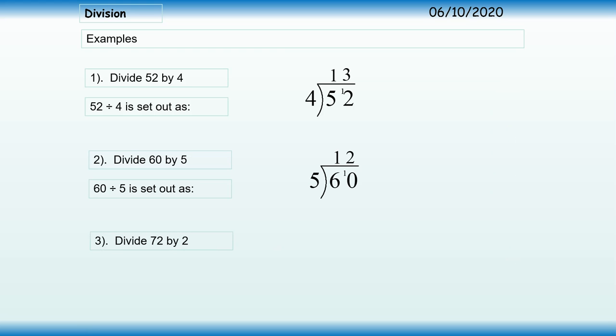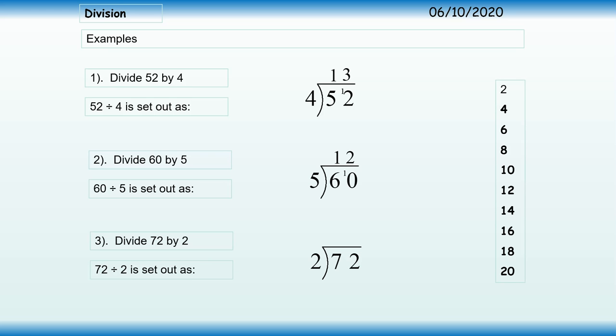Let's have a look at one more. 72 divided by 2. Okay, so in the bus stop there, I've got my 2 times table. 2 into 7 is 1, 2, 3 times, because 7 is just here. And 7 take away 6 leaves me with just 1. And then 2 into 12, 1, 2, 3, 4, 5, 6 times. Okay, good. So that's division.